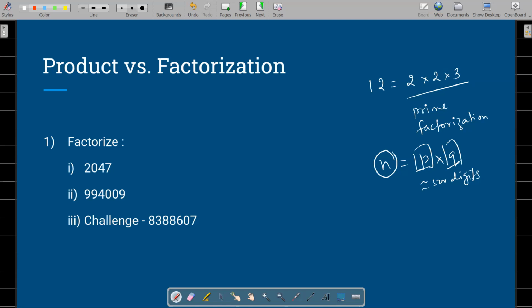Today's algorithms and the speed of today's computers are not enough to factorize huge numbers as a product of primes.